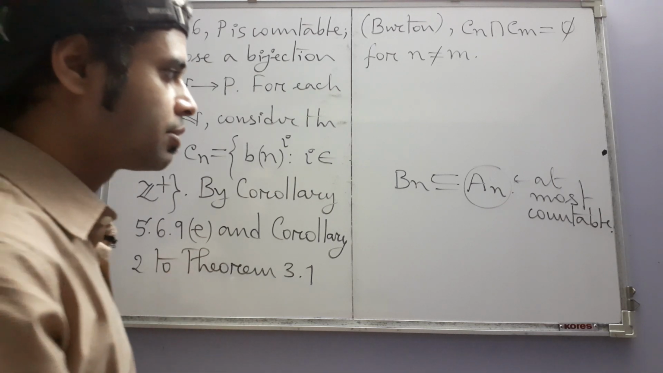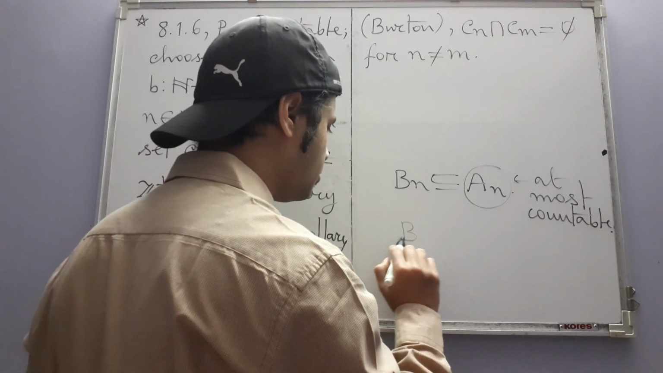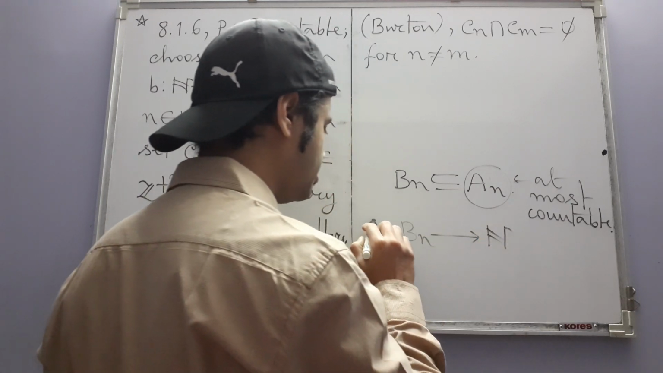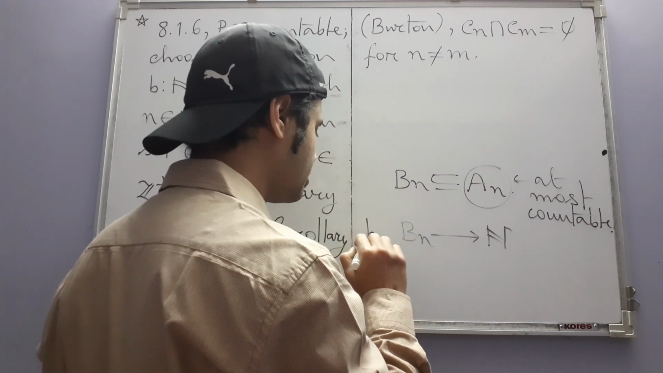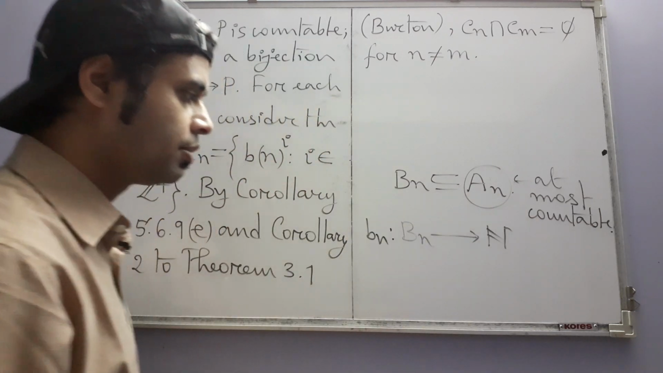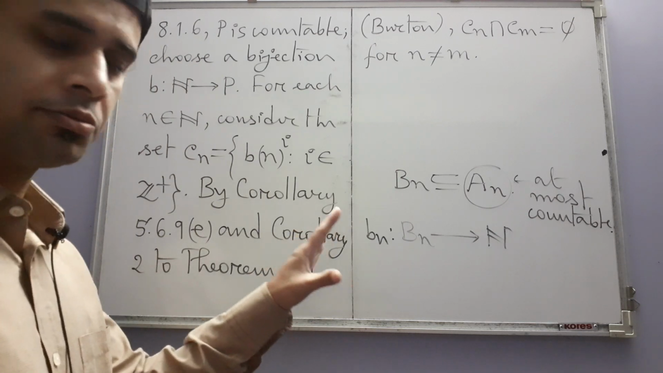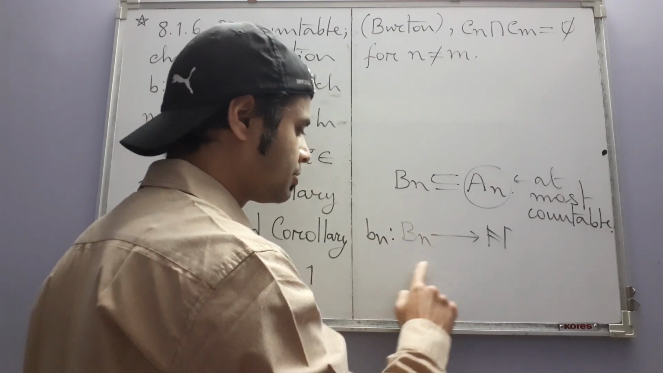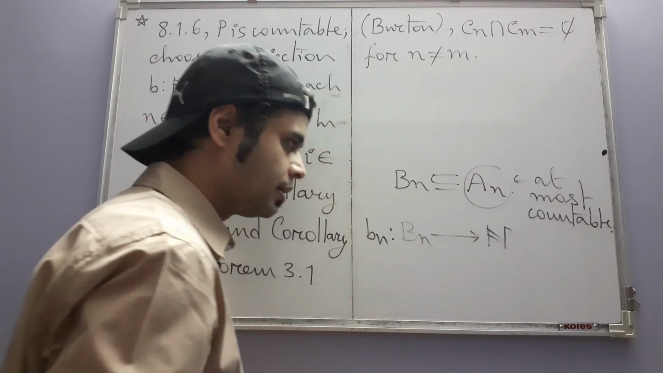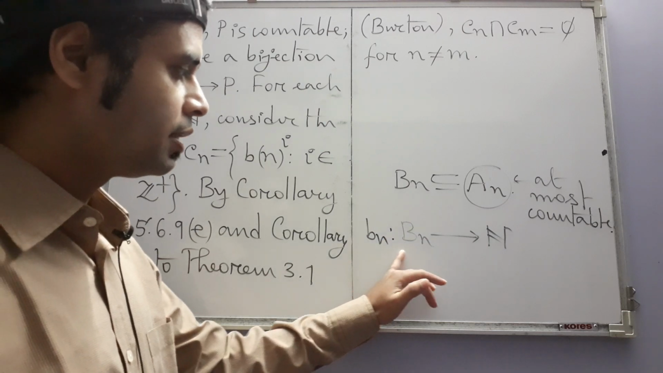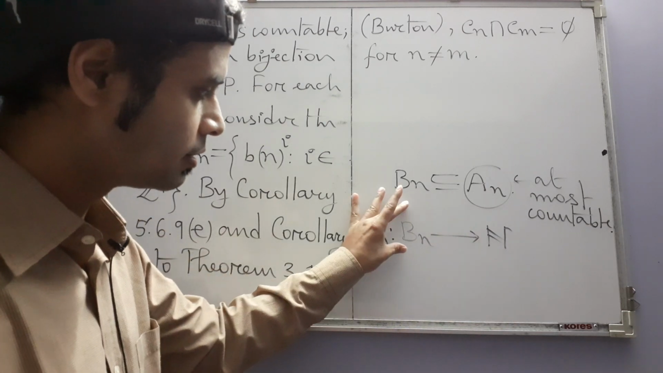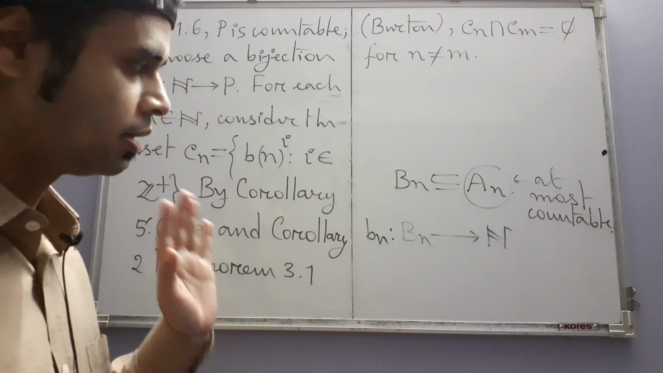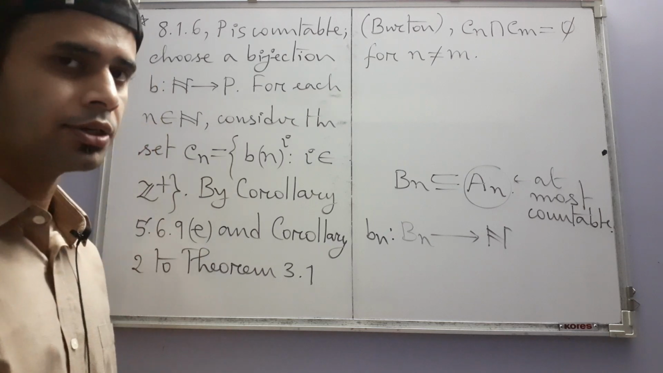Now, being at most countable means what? We are able to find some sort of injective function from Bn to N. And this fact we have already proved, that if we have an at most countable set, then we can find such an injective function, and conversely, if there exists an injective function like this, then this set has to be at most countable, again in one of the results we have obtained so far. So that fact we are now going to use.